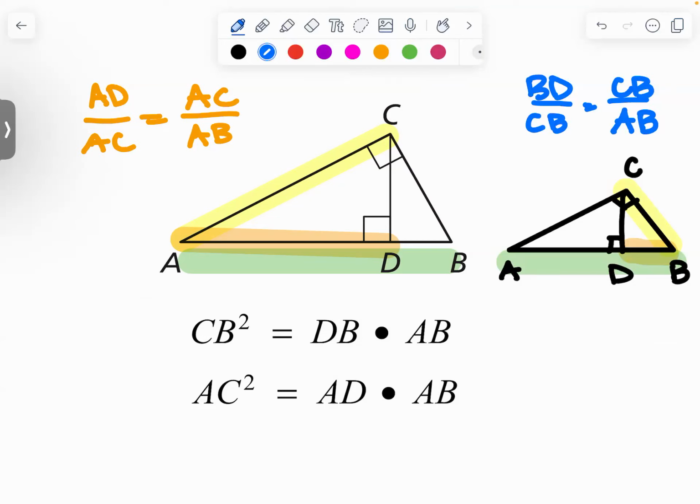So in this case, the leg is the geometric mean between this piece of the big hypotenuse and the entire hypotenuse, okay? Same thing over here, just reflected. This leg is the geometric mean between this piece of the hypotenuse and the entire hypotenuse. Do you see that? So this guy goes with piece and whole. This guy goes with piece and whole.